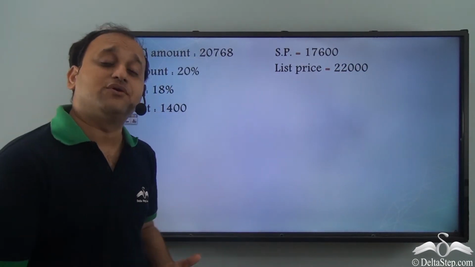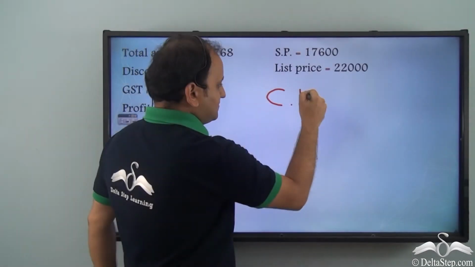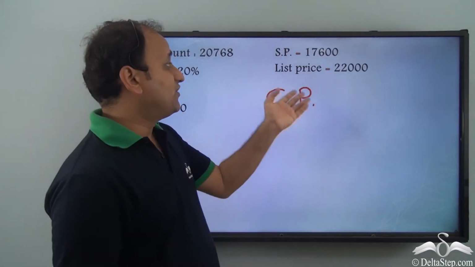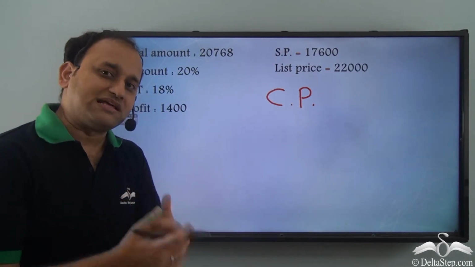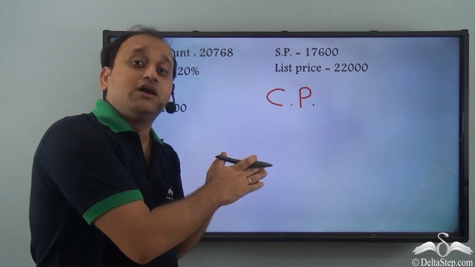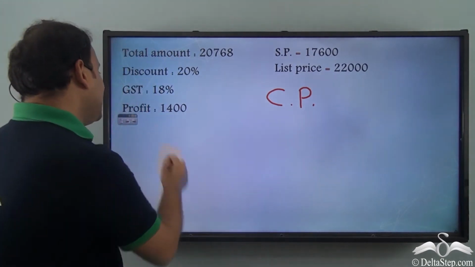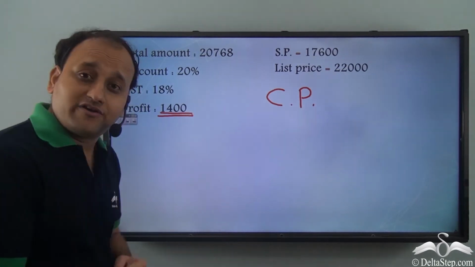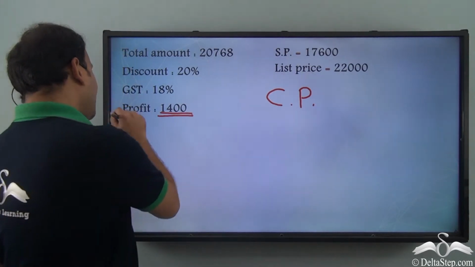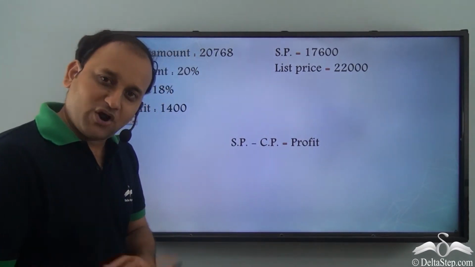Now next we need to calculate the cost price. Now we know that CP has a very special relationship with SP, that is selling price. And what is that? Well, if you subtract CP from SP, you get the profit made by the dealer. Now we already have the profit given to us, which is 1400, and we also have SP, that is 17,600. And what is the formula involving SP, CP and profit? It is SP minus CP is equal to profit, right?